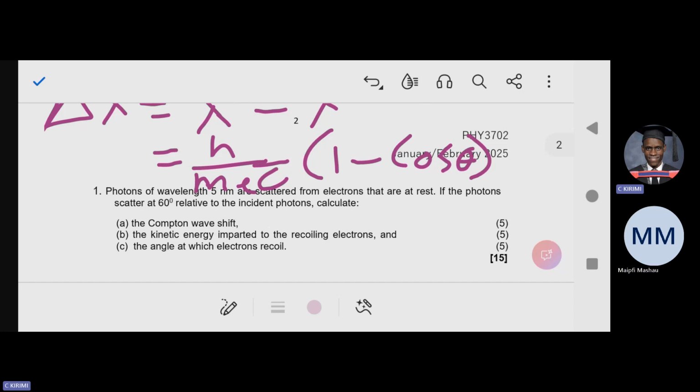Any question on number 1A? No question. So for 1B, talking of kinetic energy.